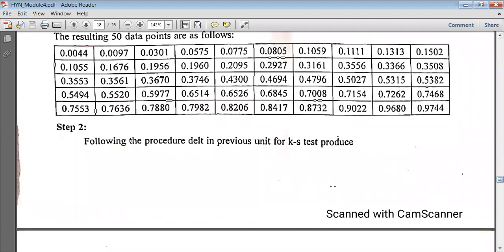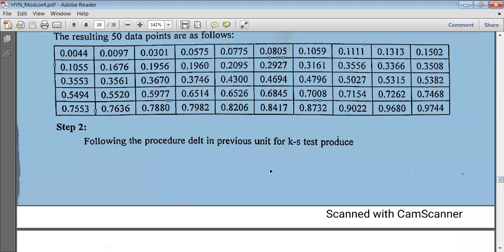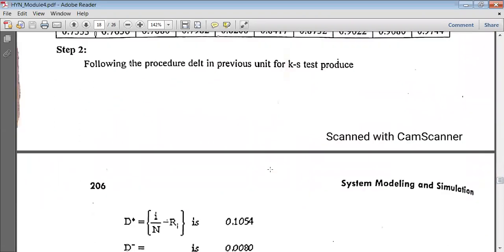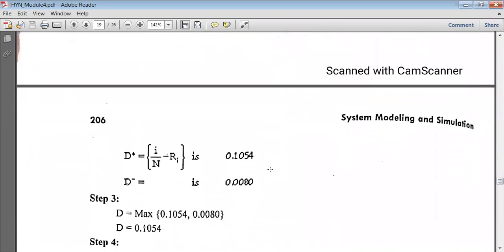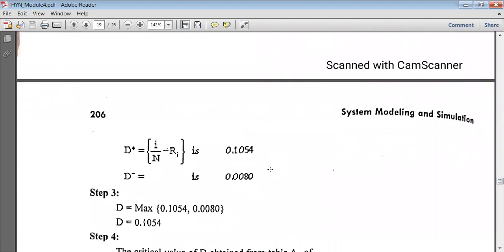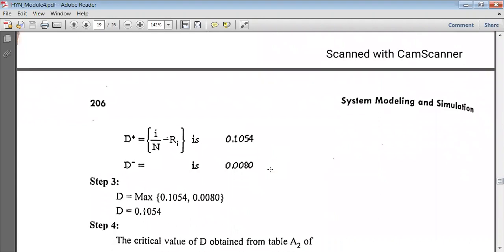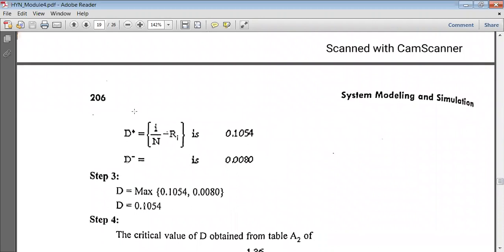The second step is we have to follow the procedure which we were doing for the goodness of fit test. So here we'll be using the KS test, right? We know that in KS test we use two types of deviation: positive deviation and negative deviation. D plus is the positive deviation and D minus is the negative deviation. D plus will be equal to i divided by capital N minus Ri, right? This formula you have to use. Here the value of N is 50 because 50 values they have given.